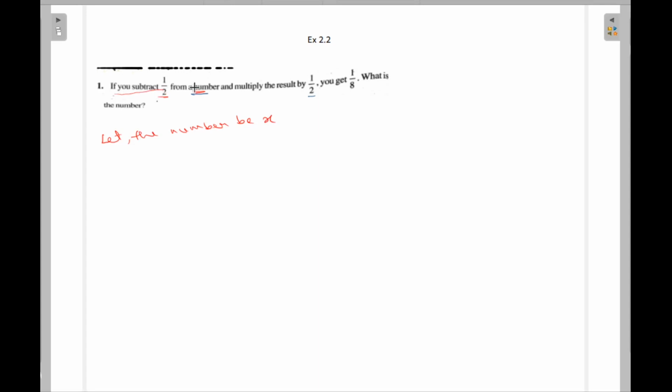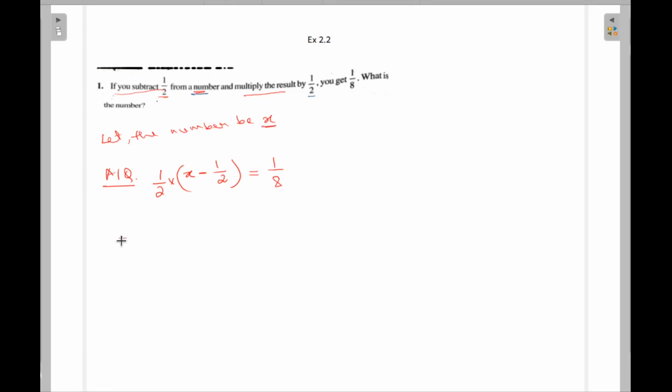Now, according to the question, if you subtract half from a number, that means x minus half, and multiply the result by half. Again, you have to multiply this result, x minus half, by half. Half multiplied by this, you get 1 by 8. That means this equals 1 by 8. What is the number? The value of x we have to find out.